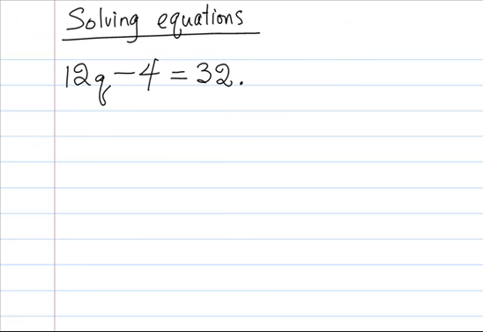Alright, now we have an equation here we need to solve. See, it has 12q, and you're going to take away 4 from that 12q, and that gives you 32. Now, in this question, we're going to use the balance method, the balance method of solving equations. So, the first thing you're going to do here, you write this 12q, and it's a minus 4.